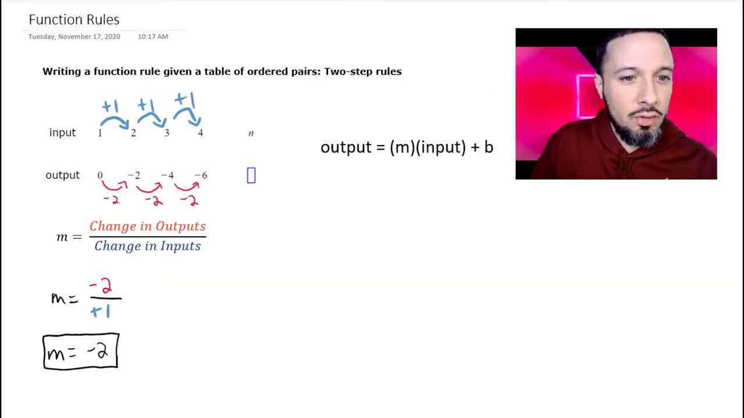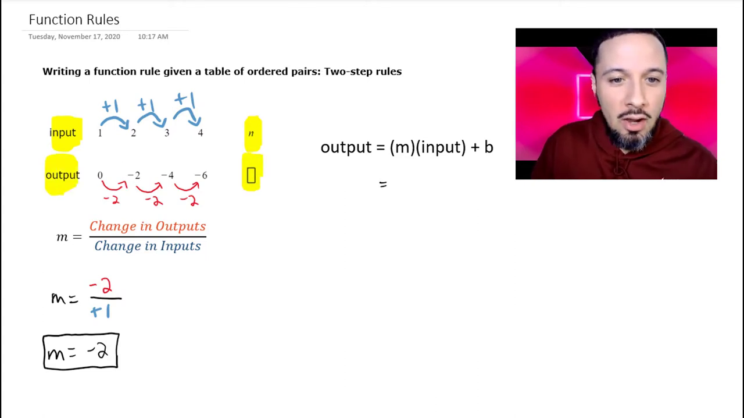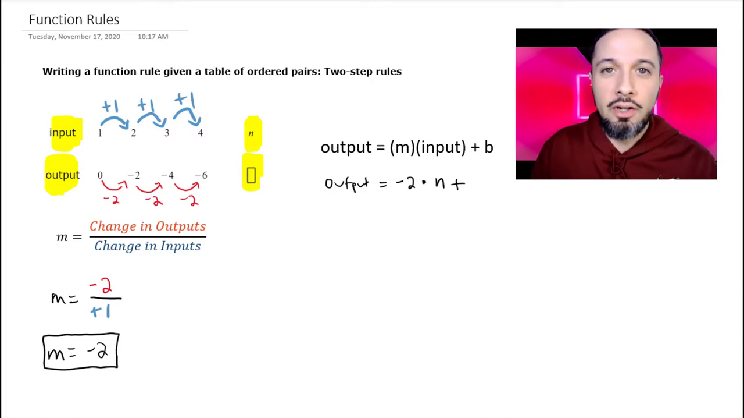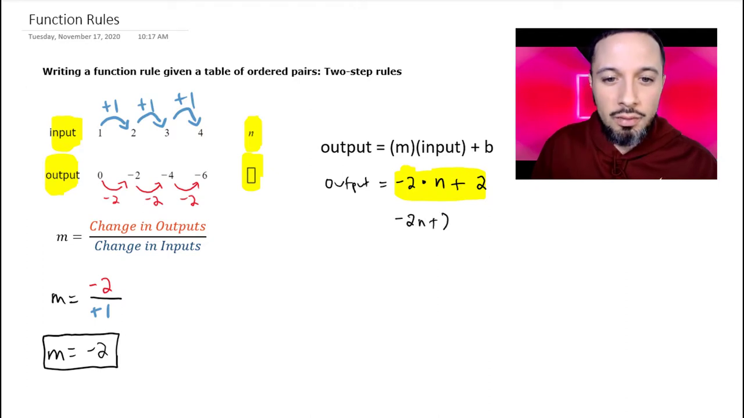If you look at the table, we were trying to find out this right here. When the input is n, what is the output? So we can actually answer the question now. The output is going to be equal to m, which we found to be -2, times the input, which in this case you can see the input is n, plus b, which is what we found earlier on the graph to be +2. Therefore, the answer that I would type in would be -2 times n plus 2. Or you could simply just put -2n plus 2. And that's how you write a function rule given a table of ordered pairs.